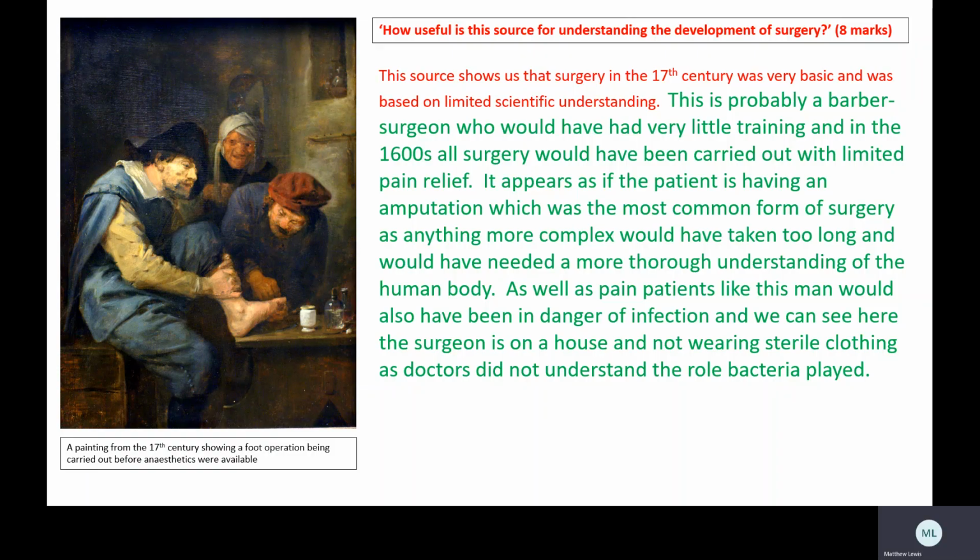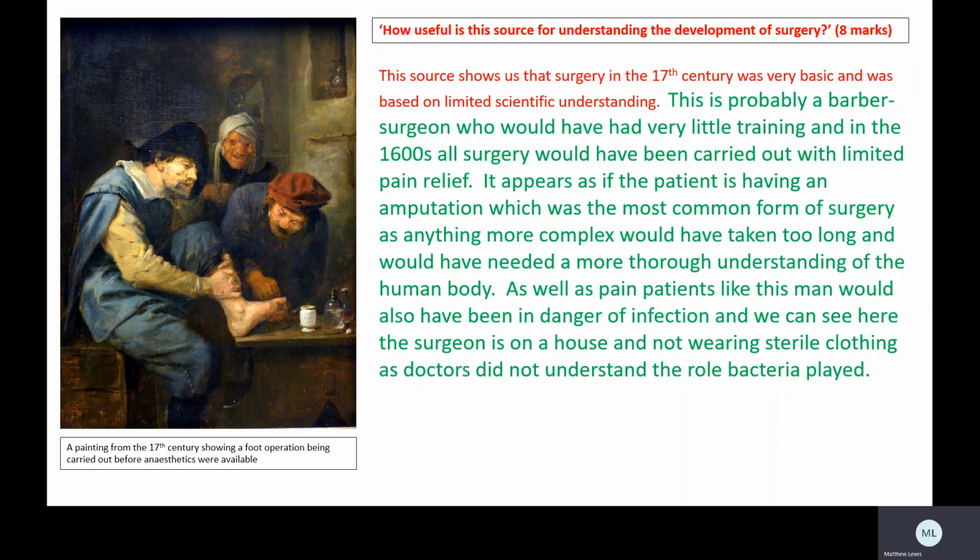So this in green here is all about my contextual knowledge. And this is where I'm using my knowledge to explain what I see. This is probably a barber surgeon who would have had very little training, and in the 1600s, all surgery would have been carried out with limited pain relief. So can you see that there I'm using my knowledge to explain the context of this picture here.